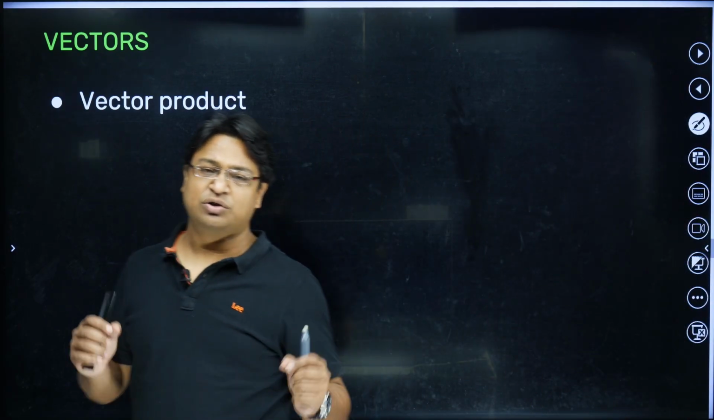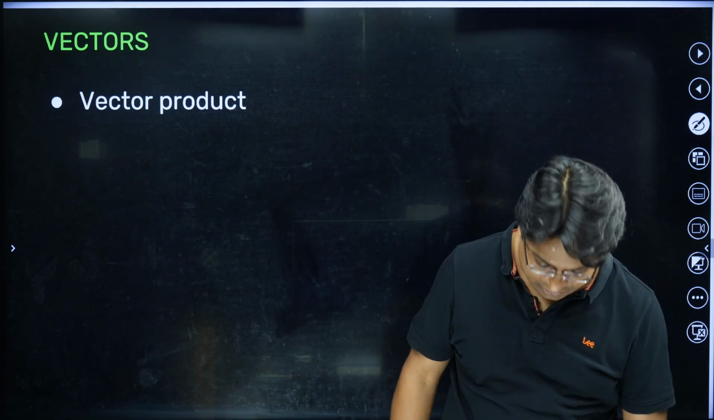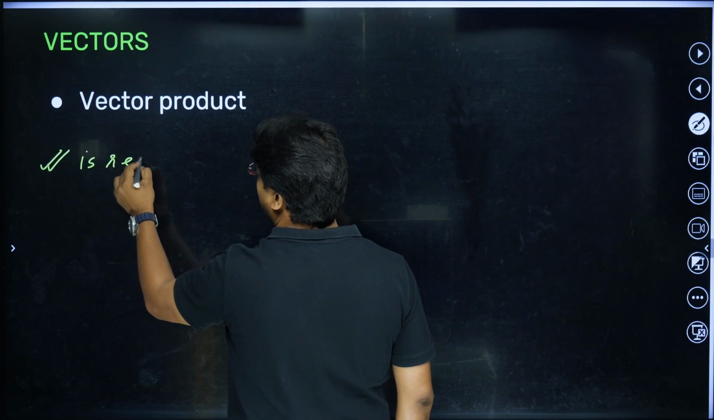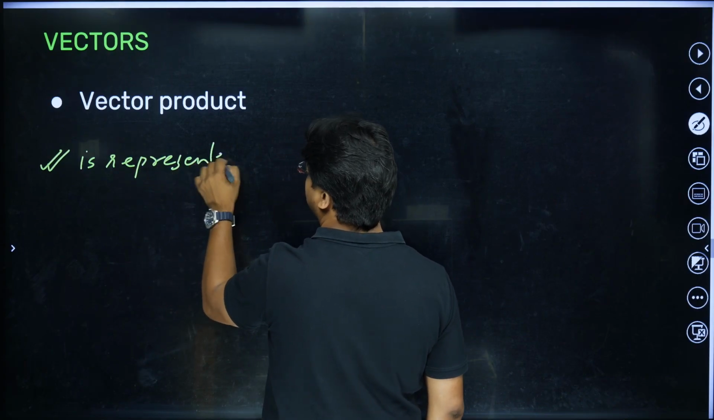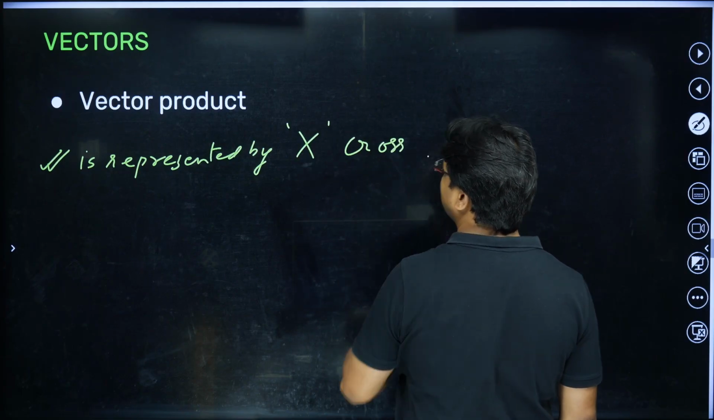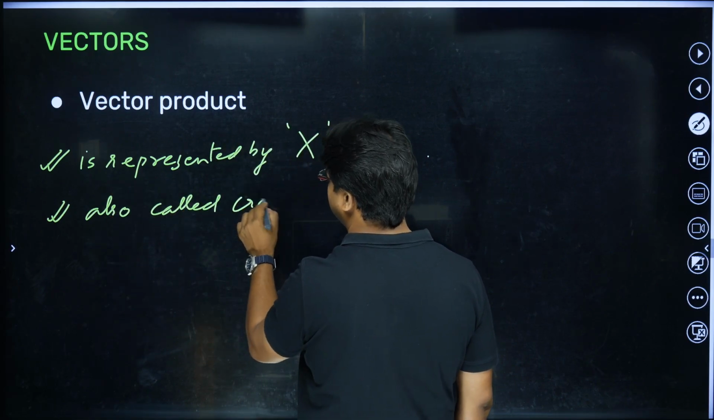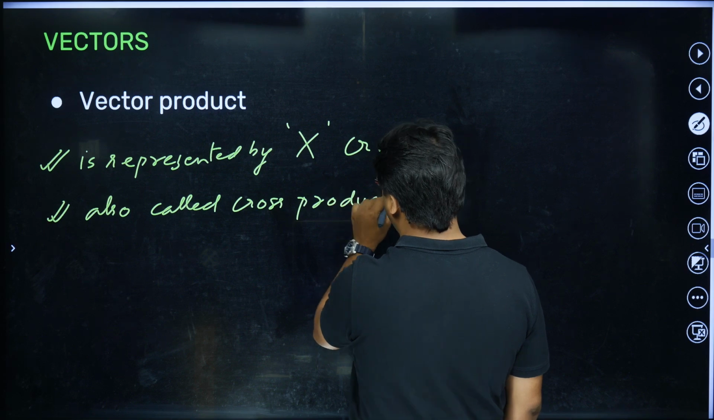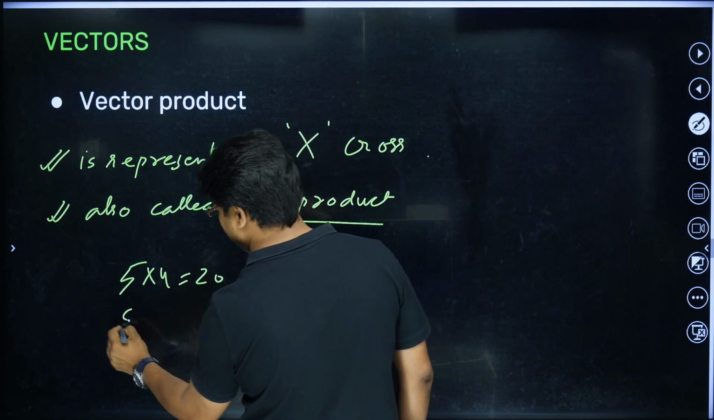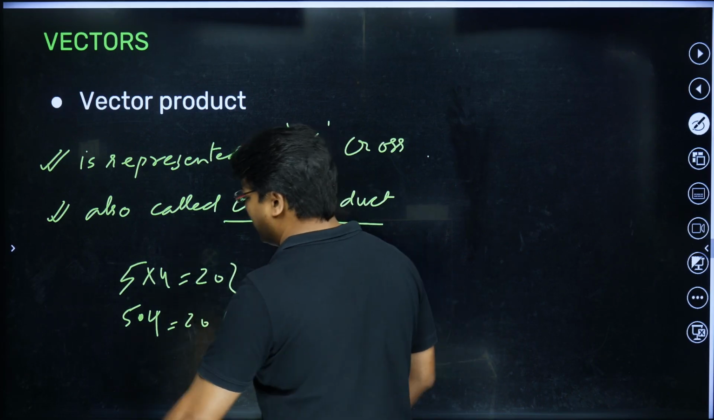So I told you that there are two ways to multiply vectors. One gives you a scalar outcome, we call it a scalar product, and the other gives you a vector output, we call it vector product. Vector product is represented by a cross, and therefore it is also called cross product. Now those of you who are thinking, sir, we have studied in mathematics that 5 into 4 is 20 and 5 multiplied by 4 is also 20. Yes, but those are scalar numbers.